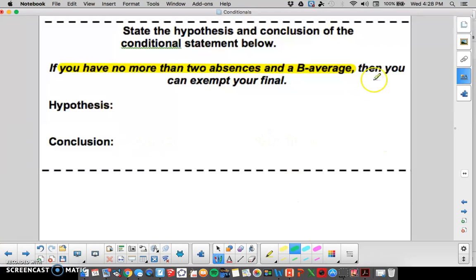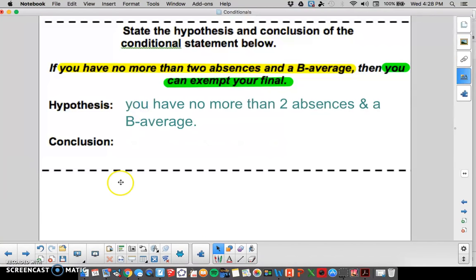Notice the conclusion is after "then." You can exempt your final. So the hypothesis is you have no more than 2 absences and a B average. You can exempt your final is the conclusion.